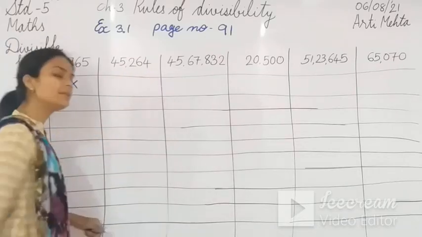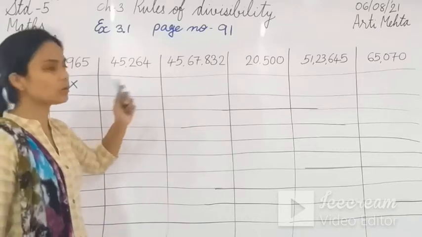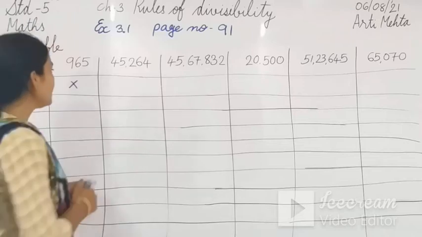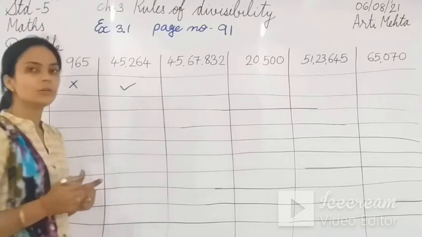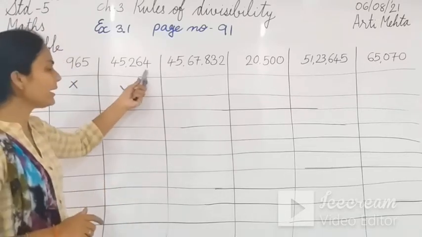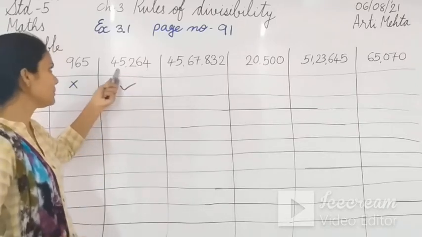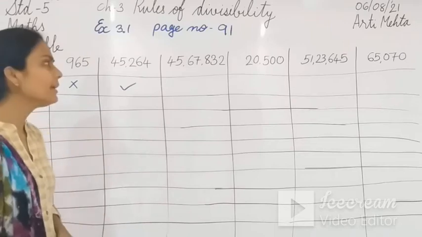45,264. Here the ones place is 4. Is it an even or odd number? It is an even number, so we can divide by 2. Understood? 4 is an even number, so we can divide by 2.